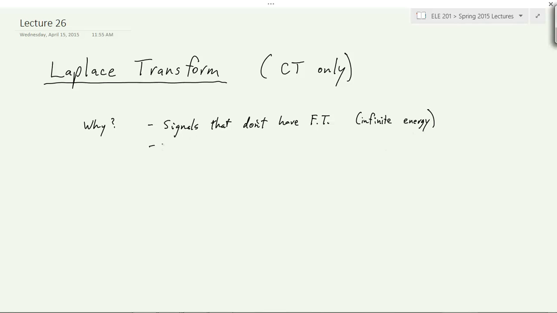And also, if we have an unstable system, then the Laplace transform is going to allow us to analyze systems whether they're stable or not. And that's actually very important for control. So control is one of the main applications of the material we'll learn here with the Laplace transform. And I put in parentheses differential equations.